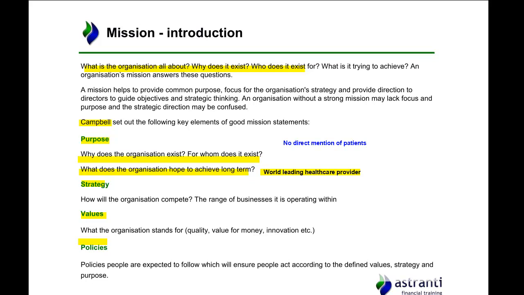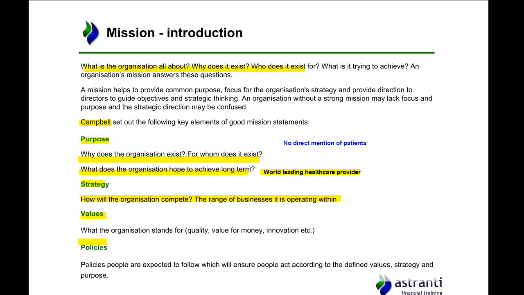However, the strategy is far more referenced in the mission statement. How will the organisation compete? The range of businesses it is operating in. We know that they compete by being the best. They're not being the most readily available. They're not being the cheapest, the most financially accessible. It's about being the best, providing the best possible care, having the best possible employees, working in the best possible conditions, in the best possible environment to create the best possible care.